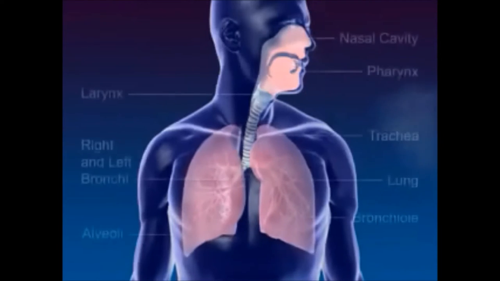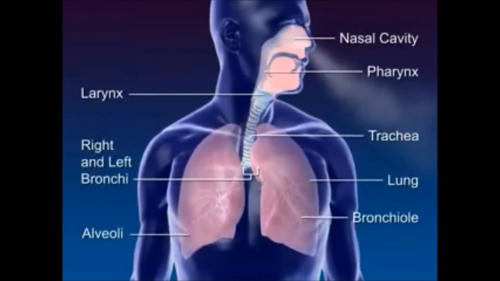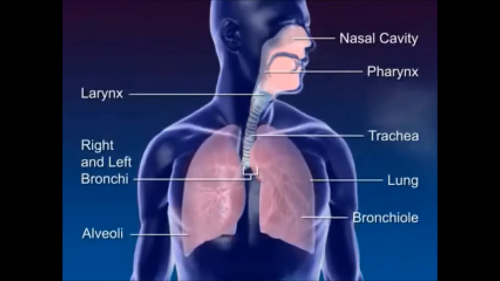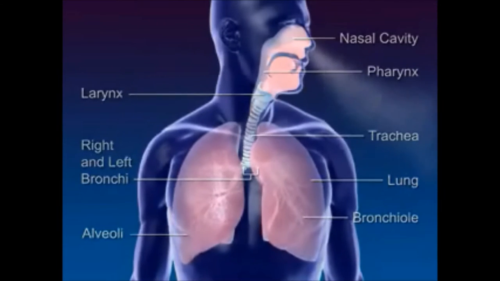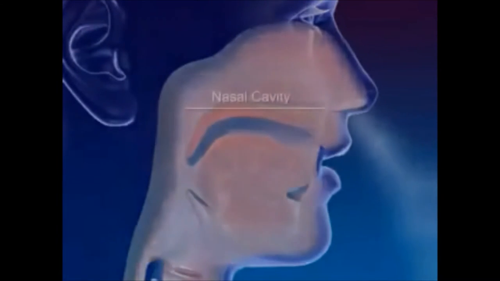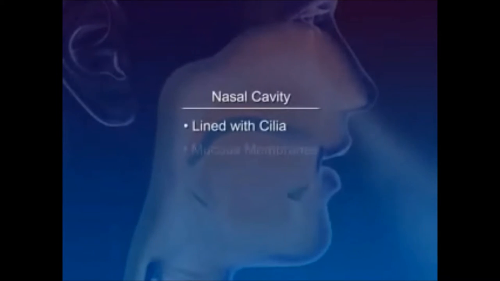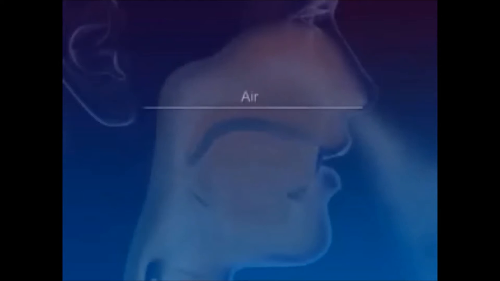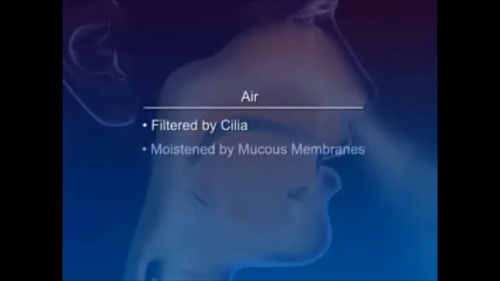The respiratory system moves air through the nose, pharynx, larynx, trachea, and bronchus, to the alveoli where the gas exchange between oxygen and carbon dioxide occurs. Nares are the openings to the nose. The nasal cavity is lined with cilia, mucous membranes, and blood capillaries. The air is filtered by cilia, moistened by mucous membranes, and warmed by the blood.